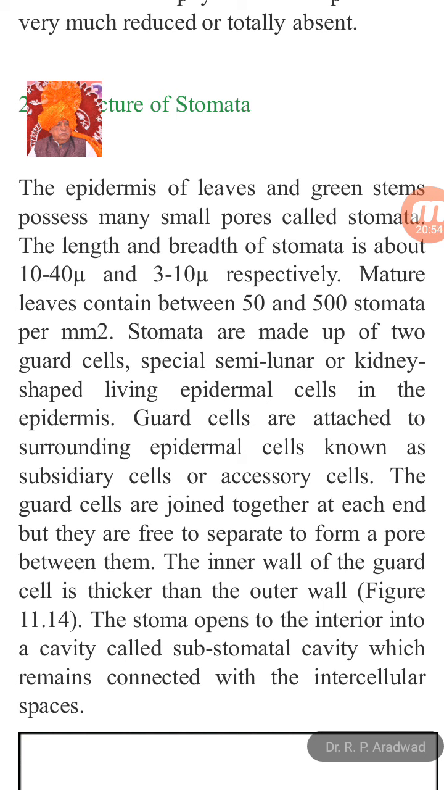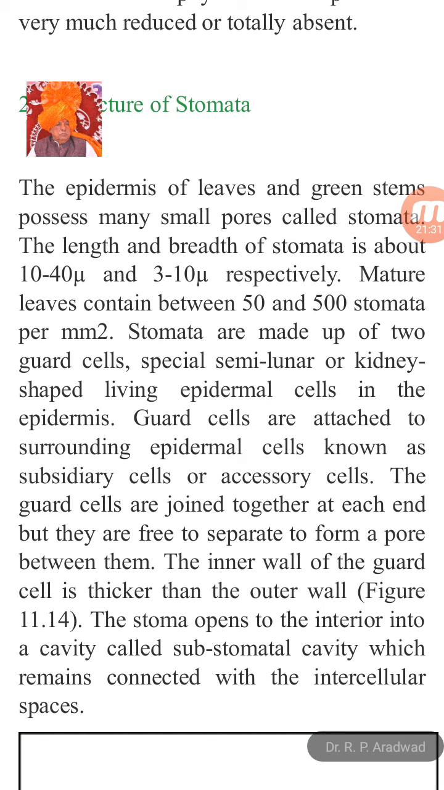So you know the definition of stomata, or what is stomata? Very small pores that are found in the lower epidermis of the leaves and the green parts of the stem are known as stomata. The length and width of the stomata are about 10 to 40 micron and 3 to 10 micron respectively. The length of the stomata is 10 to 40 micron and the width of the stomata is 3 to 10 micron.